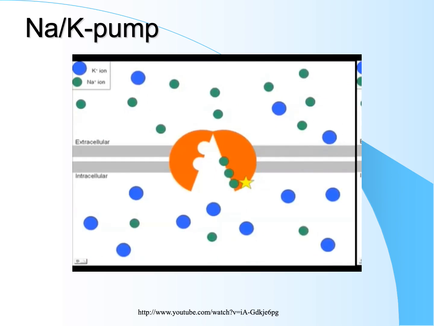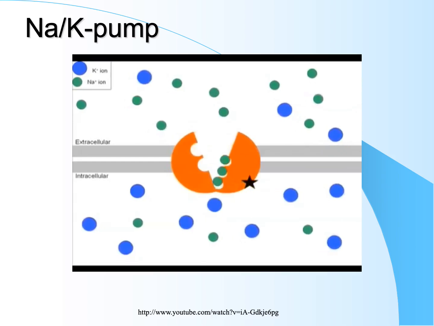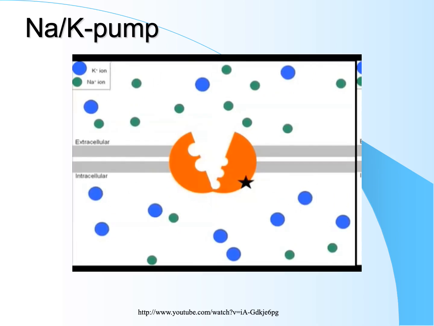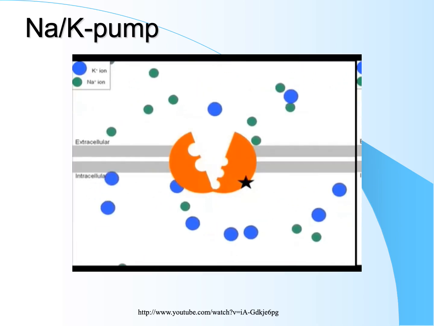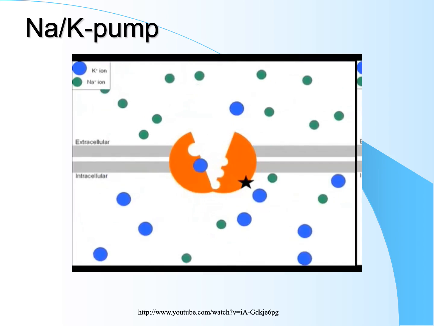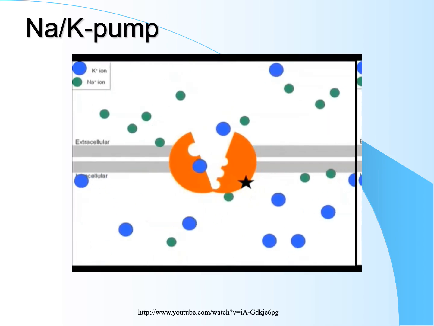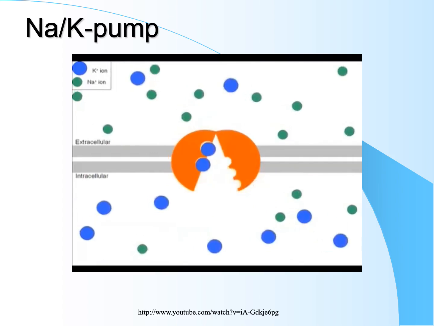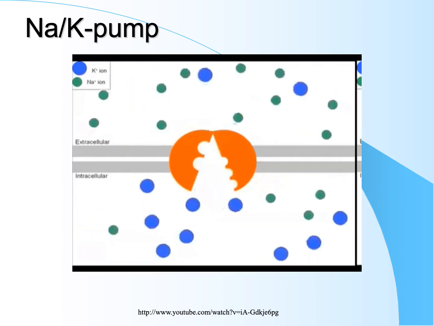ATP hydrolysis phosphorylates the pump and induces a conformational change. The phosphorylated form has decreased affinity for sodium, allowing the sodium to diffuse away. The pump binds 2 potassium ions outside of the cell, which causes release of the phosphate and induces a conformational change, which then releases potassium and allows the cycle to continue.